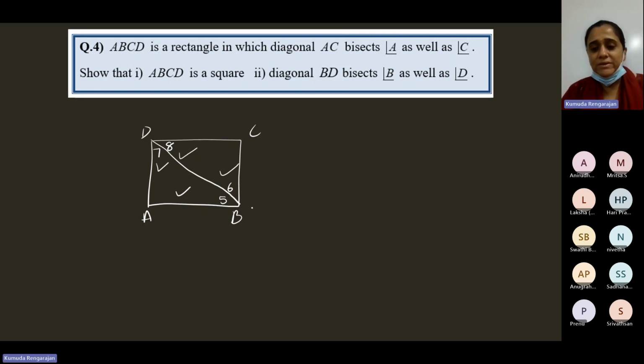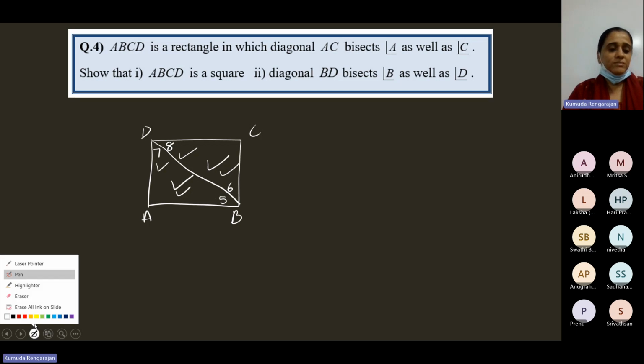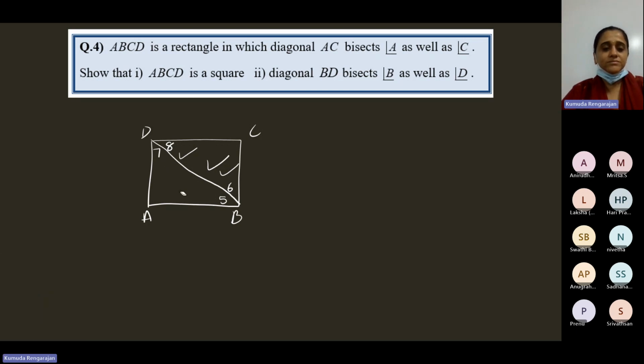BD bisects angle B and angle D. BD bisects angle B means you'll have to prove that 5 is equal to 6. Bisects angle D, so 7 is equal to 8. So to prove that angle 5 is equal to angle 6 and 7 is equal to 8, show that these two triangles are congruent. So by CPCT, you will get the results.